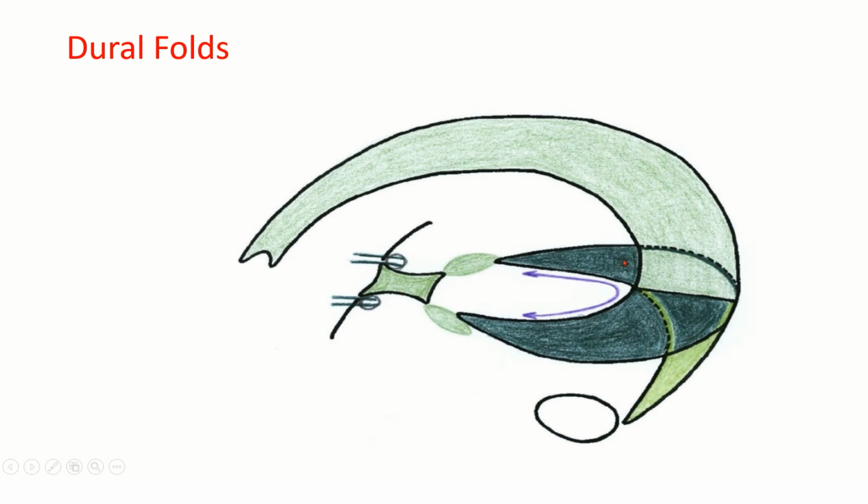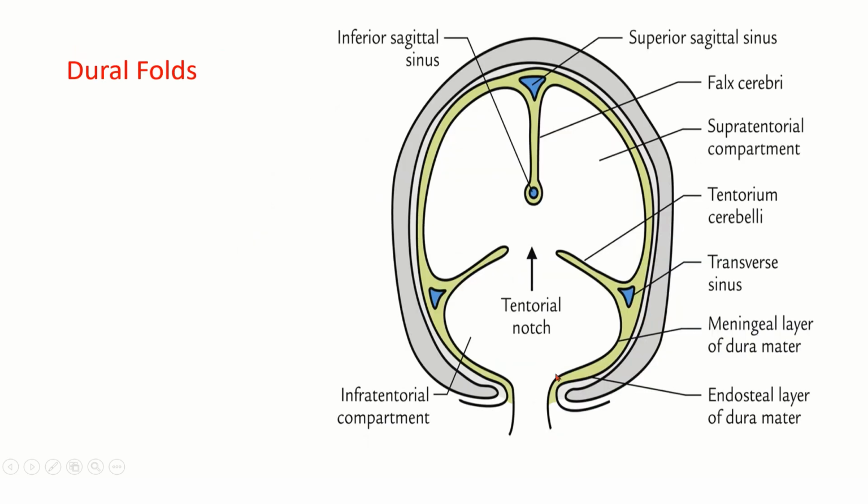So tentorium cerebelli is forming the roof above the cerebellum, or above the posterior cranial fossa, and falx cerebelli separates the two cerebellar hemispheres. So you can see here this is the falx cerebri, superior sagittal sinus and inferior sagittal sinus. You can see along the attached margin of the tentorium cerebelli there is the transverse sinus. So this will be the tentorial notch through which the brainstem passes.